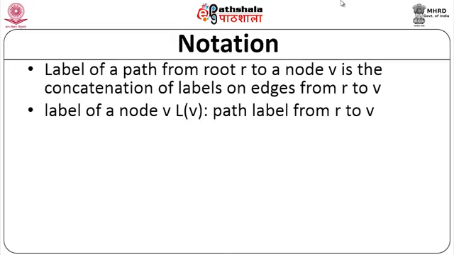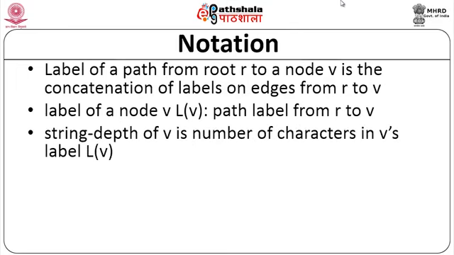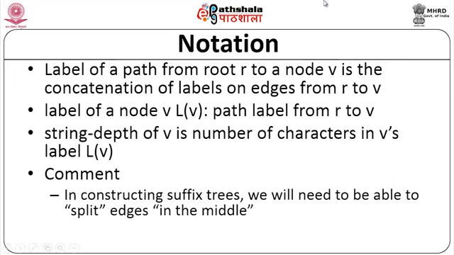And the label of a path from root R to the node V is the concatenation of the labels of the edges, which you have already seen. String depth: the label of a node V, L of V, is the path label from R to V, and the string depth of V is the number of characters in V's label L. And the comment that we make is, in constructing suffix trees, we need to be able to split edges in the middle.